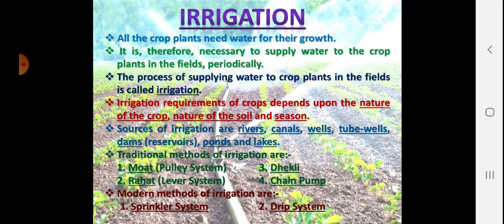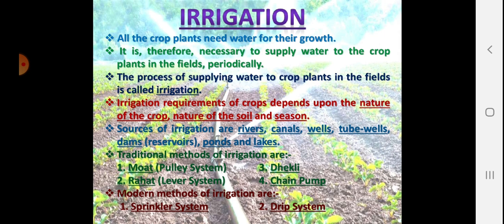Then irrigation. Yes, in the first and second slide we have discussed irrigation. In that we discussed the very modern ways of sprinkling water or irrigation. Here I will also discuss some traditional ways of irrigation which we used to do in earlier times.